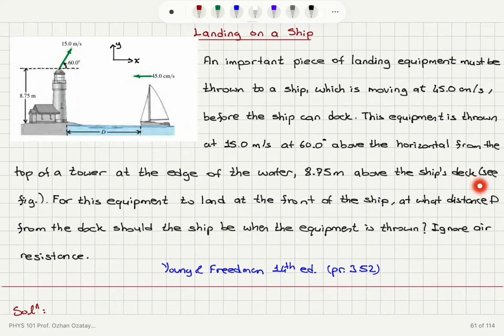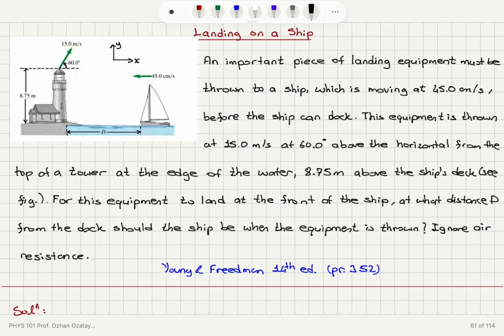It is thrown 8.75 meters above the ship's deck, so that's this distance. For this equipment to land at the front of the ship, at what distance d from the dock should the ship be when the equipment is thrown? Since the ship is approaching here, when this is thrown it's going to fall here, and at the same time the ship must have traveled towards the dock. So what should be the distance d when it is thrown?